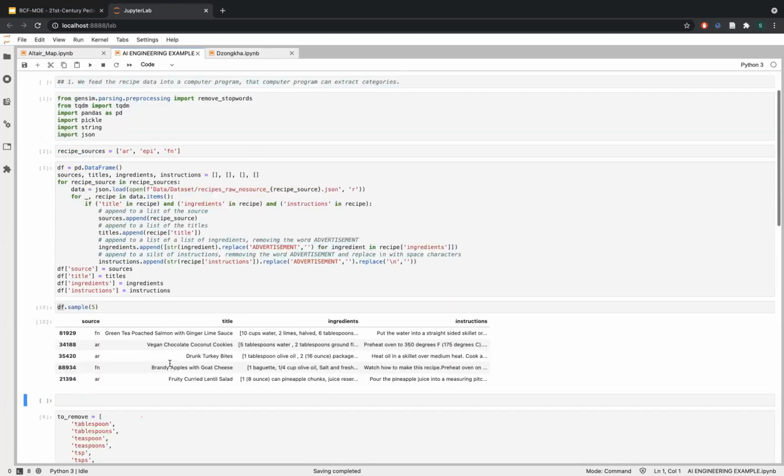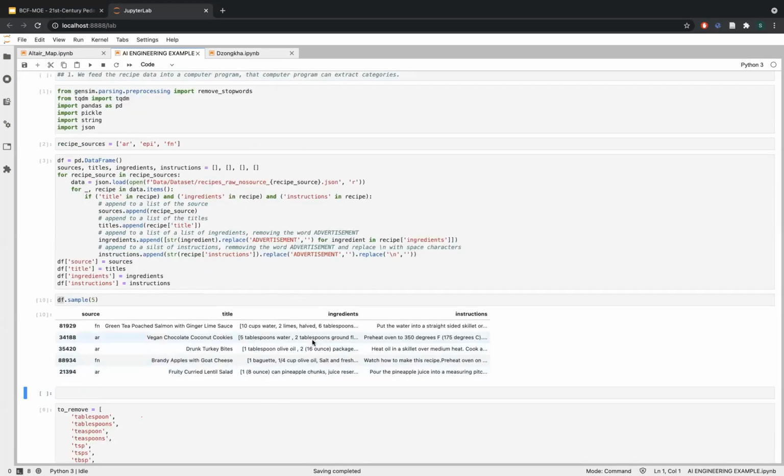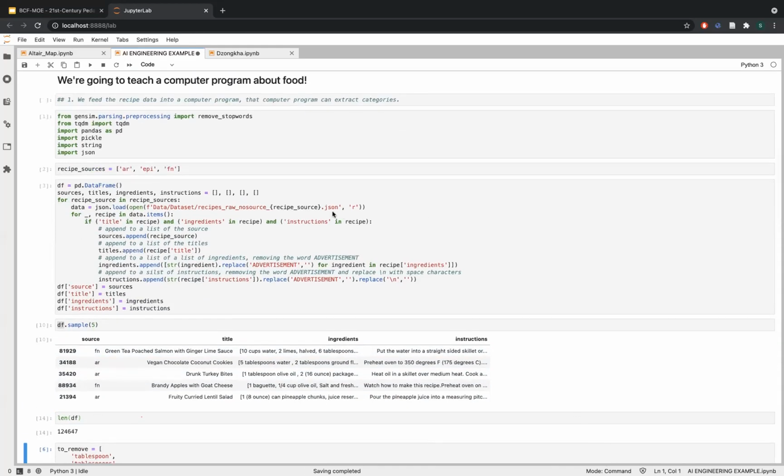I'm going to feed the computer program a list of recipes. We have the title of the recipe. This looks like vegan chocolate coconut cookies. Ooh, delicious. We have ingredients. We have our instructions. And let's look at how many recipes I have. I have 120,000 recipes. So I'm going to feed these recipes to my computer, and we will look at the results.